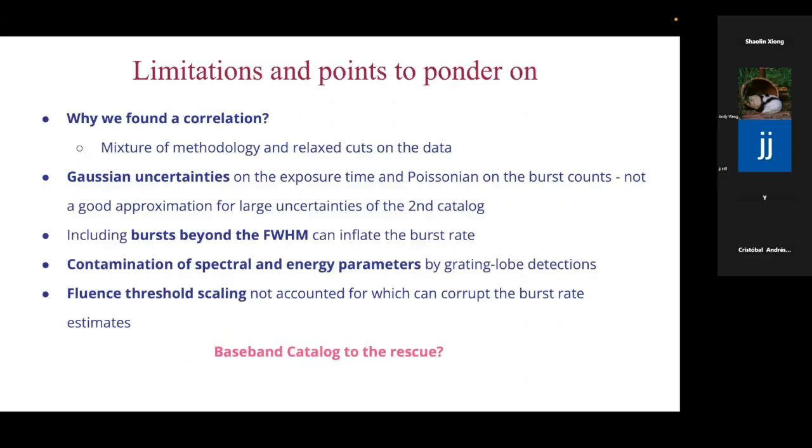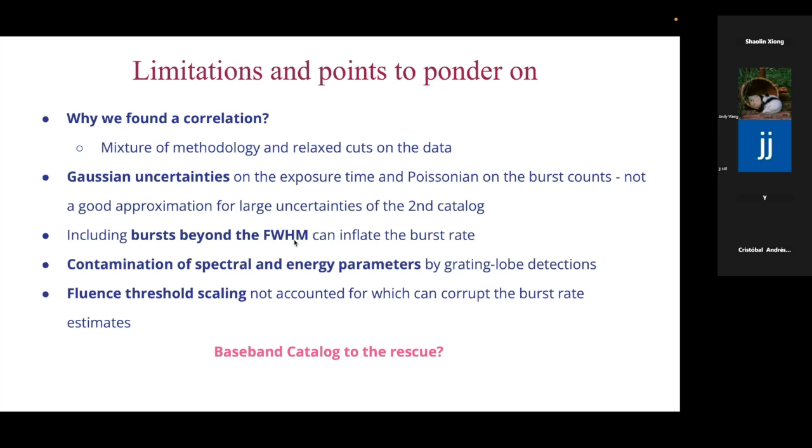So before summarizing, I would like to spend some time on the limitations and the points that we should be careful about. Firstly, I would like to briefly touch upon why we found a correlation where other published work has not yet found any correlation. We believe it could be a mixture of the methodology that we have used, which is different from the ones generally used in the literature, and the cuts that we have used are fairly relaxed as compared to the previous studies.